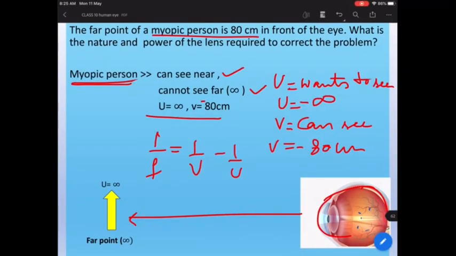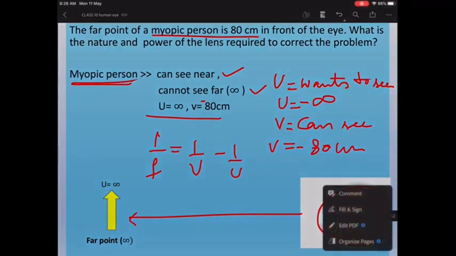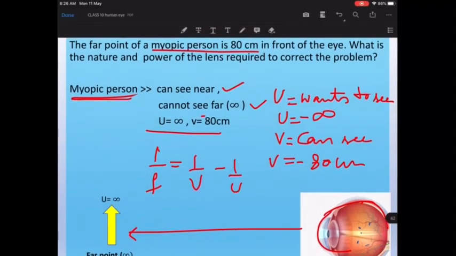Why have we kept what he wants to see as infinity? Because you have to place some kind of lens here, either a convex lens or a concave lens, and also keep the object at infinity, and then see whether after putting the lens he can see.